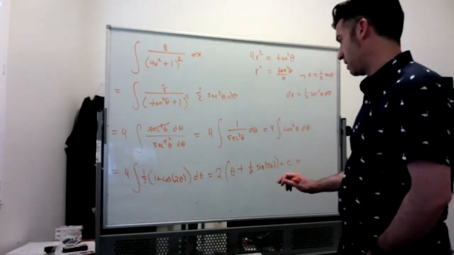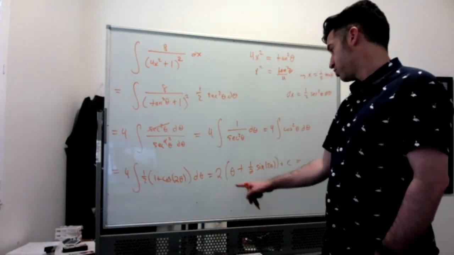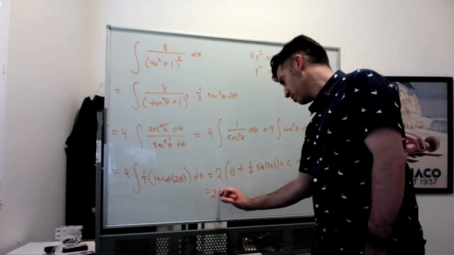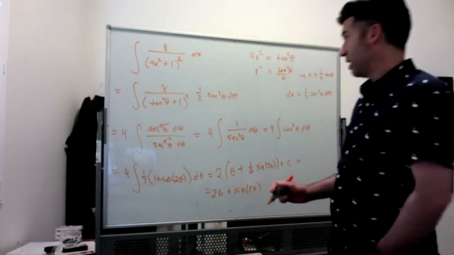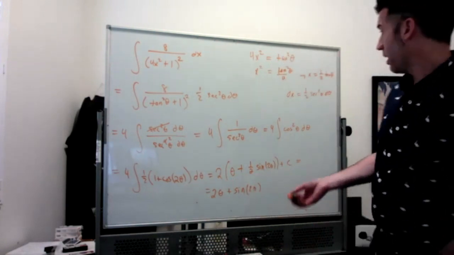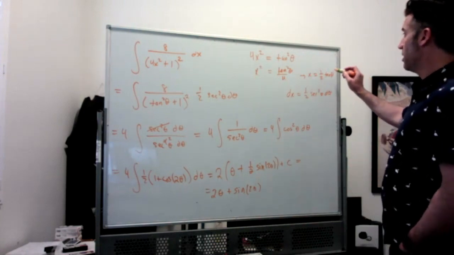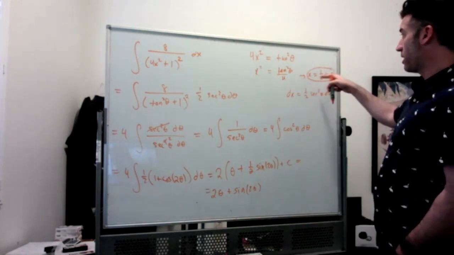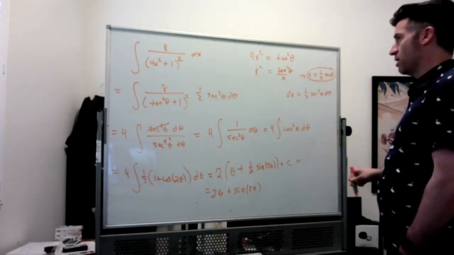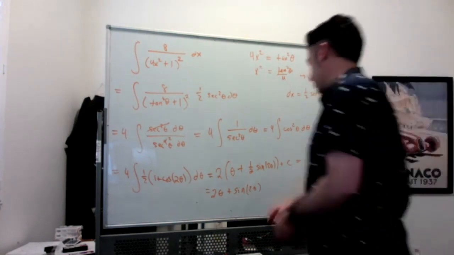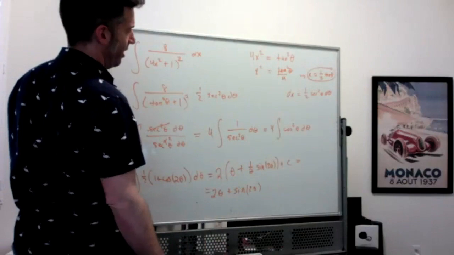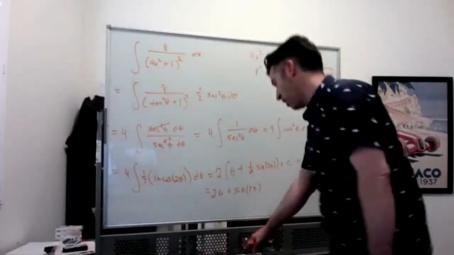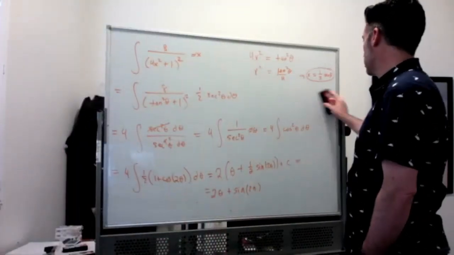So it looks like I got 2 theta plus sine of 2 theta. Now I need to do the triangle thing. And to do the triangle thing, I'm going to recognize that x equals 1/2 tangent theta. Where can I draw my triangle? Never enough room. Okay, so sorry. I guess I can draw my triangle over here.